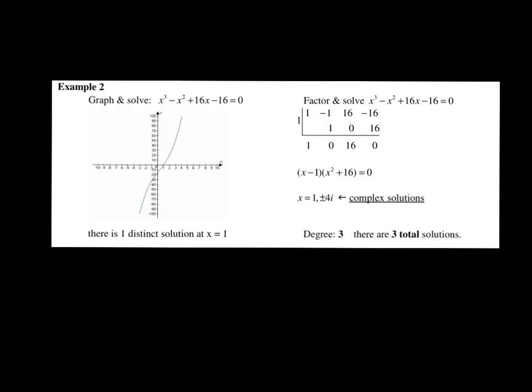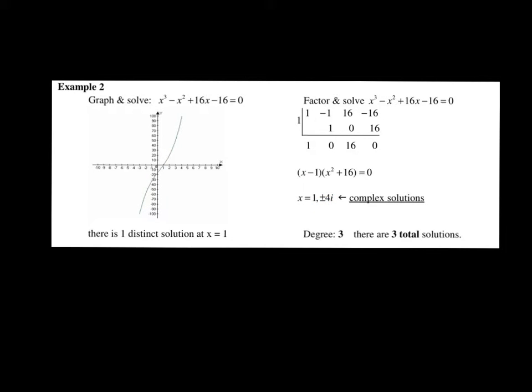Here's another example. In this example, we have a different cubic function, and when graphed it looks like this, and it obviously has a solution at 1. I know from the polynomial that I should have 3 solutions, but I only see it cross once, so let's see what happens. We're going to synthetically divide by that solution and end up with this quadratic: 1x squared, don't have an x, plus 16. So then I factor this out. I know this gives me a solution of 1, and this gives me 2 solutions at plus or minus 4i.